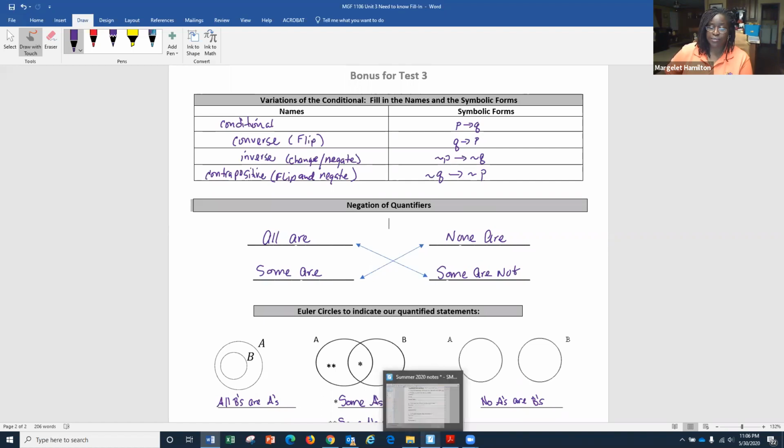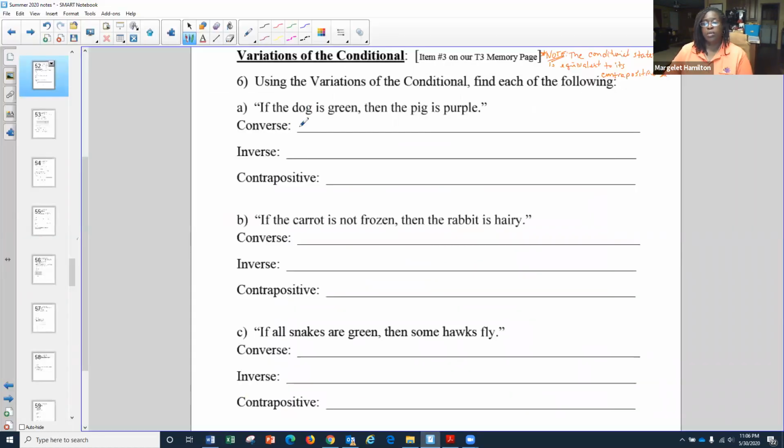Here we are going back to the lesson. So now that we've gone over what we're doing, let's put it into play. They want us to take this statement: if the dog is green, then the pig is purple. Here we see, if the dog is green, this is our P statement. Then the pig is purple is Q. So our conditional statement they gave us is P implies Q. They want us to write the converse, inverse, and contrapositive of this statement.